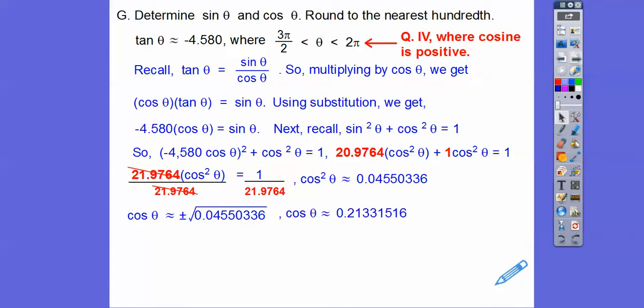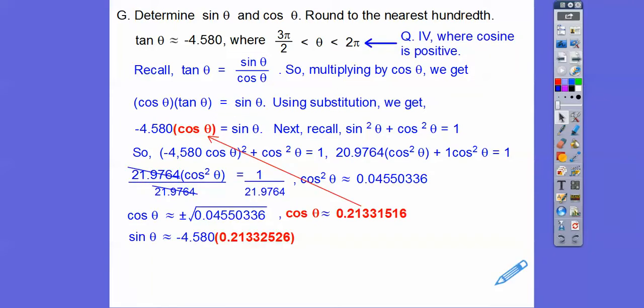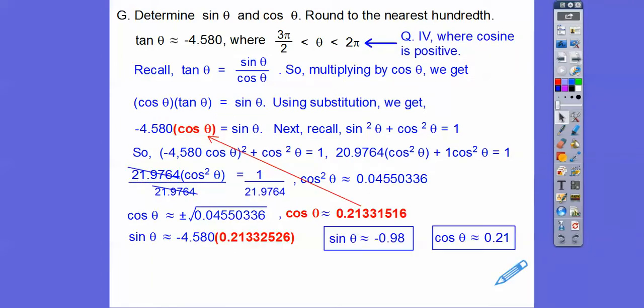Now it does say round to the nearest hundredth, but I'm going to keep this in my calculator, and this goes right here. So when I plug that in right there, because it does say find the sine also, the sine is going to be that. So there's our sine and cosine right there. Okay, remember quadrant 4, only cosine's positive. All students take calculus.